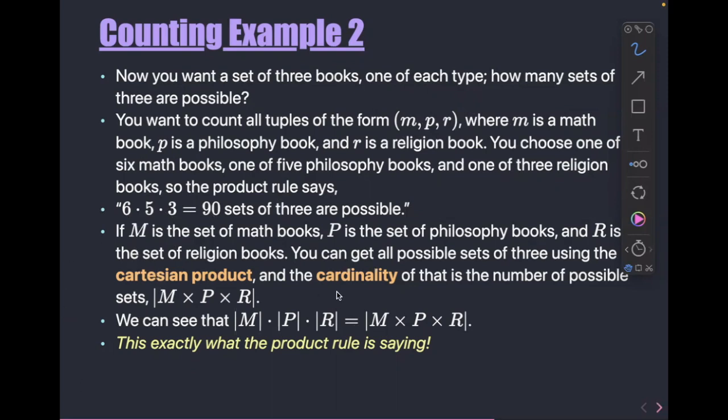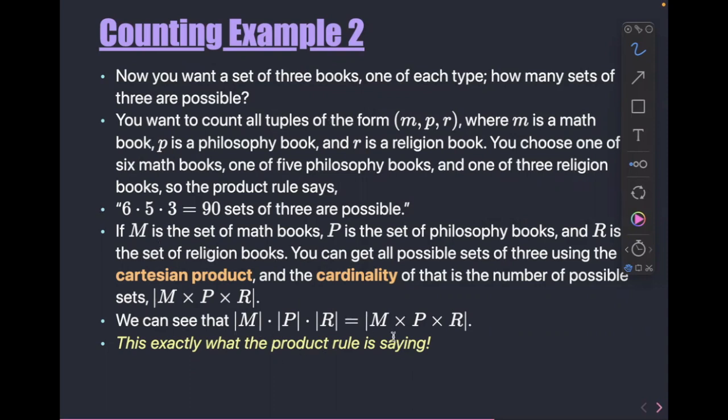And so another way we can think about that is using the Cartesian product. So you could think about it as I'm going to take the Cartesian product of the math books and the philosophy books and the religion books, and that's going to give me all of these tuples. And so basically what I'm saying is, okay, what is the size of the Cartesian product? That's basically what I'm computing here.